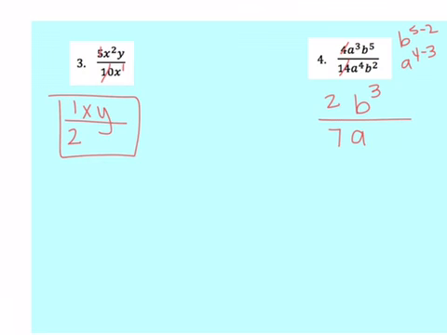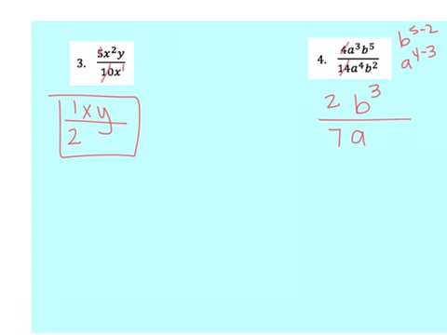So for example number 4, I got 2b to the 3rd divided by 7a. So to get the 2 and the 7, I knew that a 2 went into both 4 and 14. So I took that out of each of them. My a's, I had a to the 3rd divided by a to the 4th. So the way that I do that is I do the bigger number minus the smaller number. So 4 minus 3 gives me a to the 1.